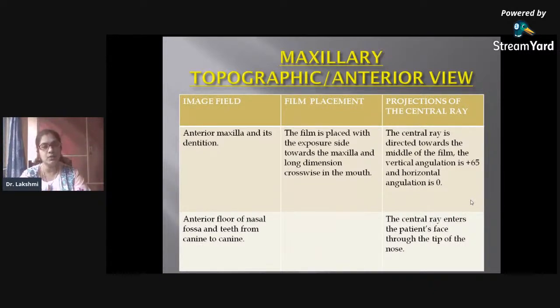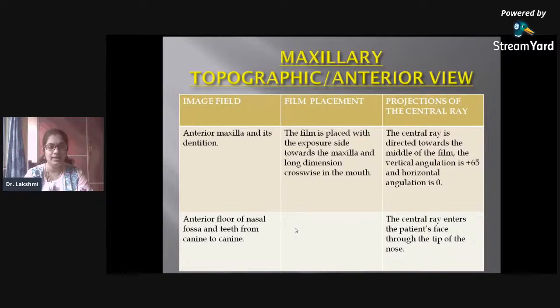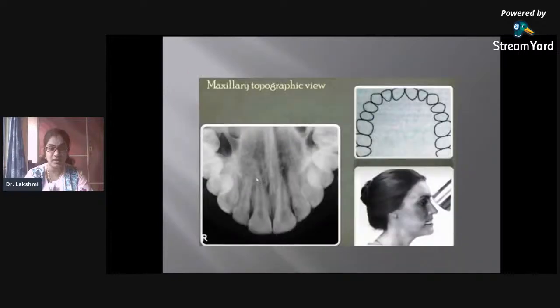The third one, how do you project the central X-ray? The central X-ray is directed towards the middle of the film. Vertical angulation is plus 65, horizontal is 0. The central ray enters the patient's face through the tip of the nose. See this one? This is a maxillary anterior view. Canine to canine is more clear, right? Premolars don't look that clear. And the antrum is there. And then the nasal fossa. This is the W-shaped radiolucency.